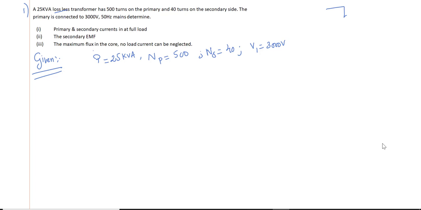So, let us consider a transformer like this. This is a 25 kVA transformer. On the primary side we have 500 turns, on the secondary side we have 40. The primary is connected to the voltage source, that is 3000 volt. The frequency you have to write down as 50 Hz. Now, we have to find out these parameters.